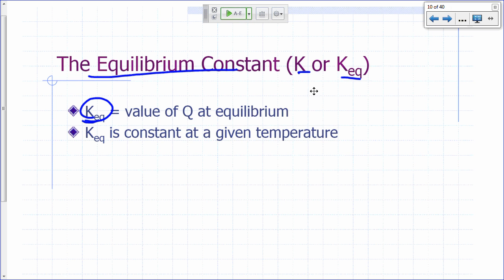So if you have Q, Q can be calculated at any given time, whether the reaction is at equilibrium or not. But once the reaction is at equilibrium, it will always have that same value for a particular reaction at a given temperature, and that value is going to be equal to KEQ.